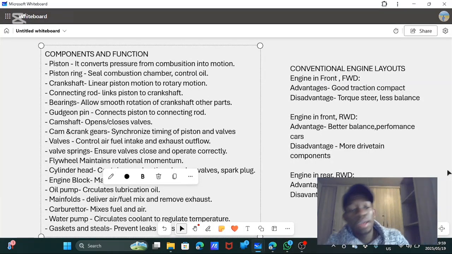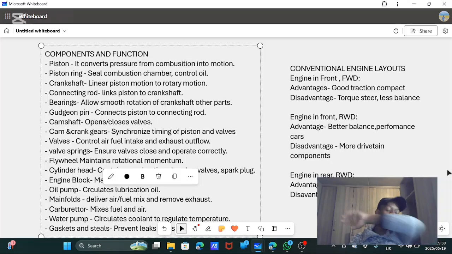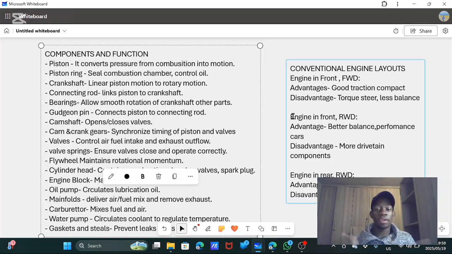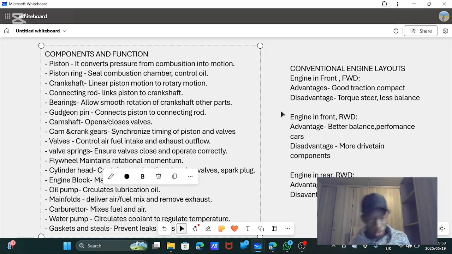As I was saying, these are the definitions that you need to know. So let's just go through them quickly. A piston converts pressure from combustion into motion. Piston ring seals the combustion chamber and controls oil. A crankshaft converts linear piston motion to rotary motion. Connecting rod links the piston and the crankshaft. Bearings allow smooth rotation of the crankshaft.